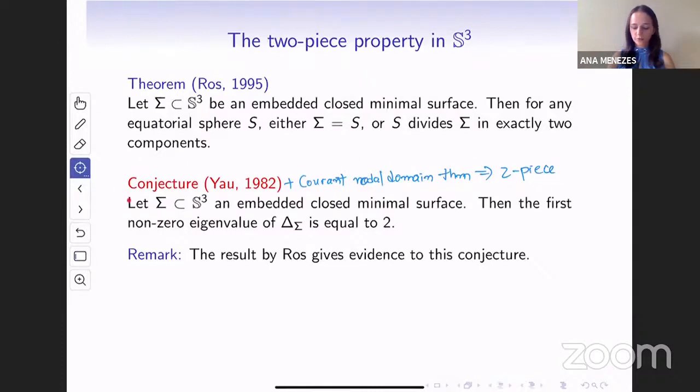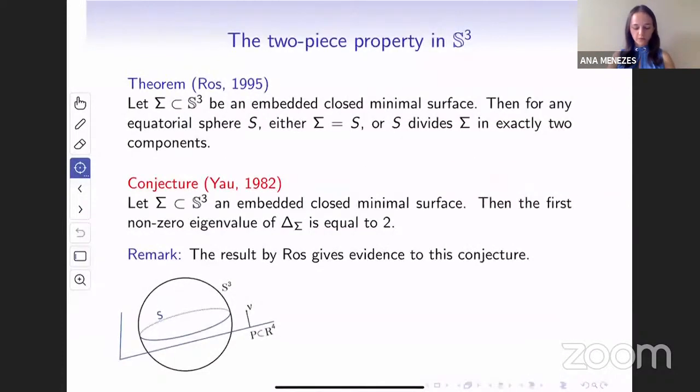How can we prove the two-piece property using Yau's conjecture? Well, if you want to prove the two-piece, you have an equatorial sphere, right? So you can take a normal vector to the plane that defines your equatorial sphere, and you can consider the height function on your surface with respect to that plane. Okay? Then you can show that the Laplacian of this height function is exactly twice itself.